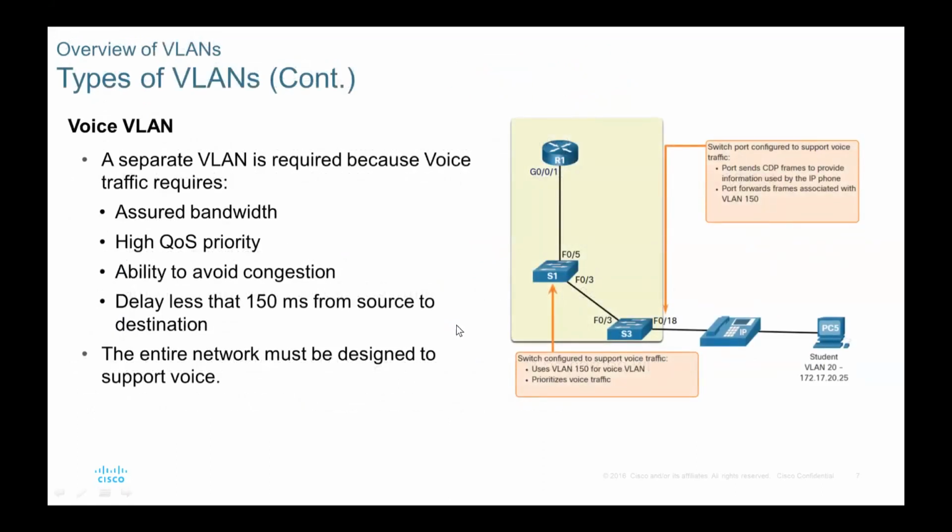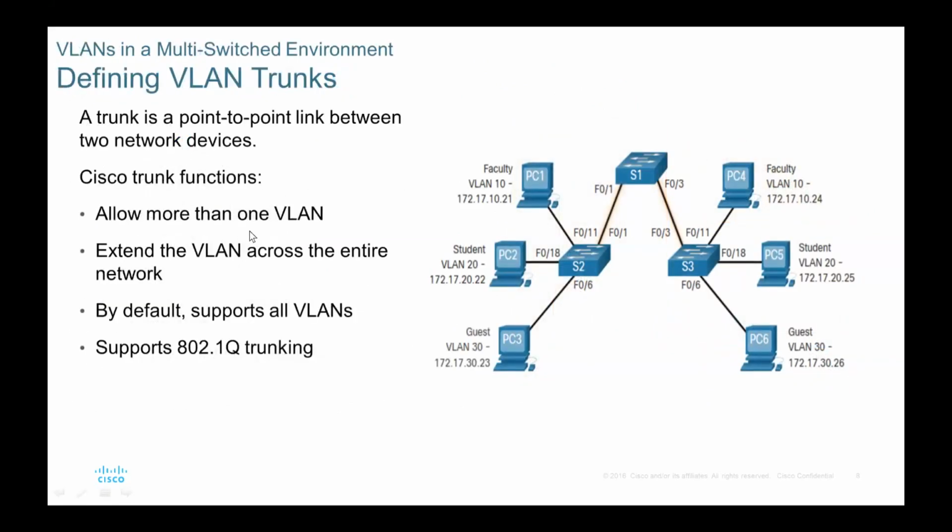Now, for voice VLAN, a separate VLAN is created because for voice traffic, we need better bandwidth. We have to ensure high QoS service. We have to avoid congestion. The delay should be less than 150 milliseconds. Therefore, the devices that are going to carry voice traffic should always be put in a separate VLAN, and we call that the voice VLAN. Now, how many VLANs can be created in a switch?